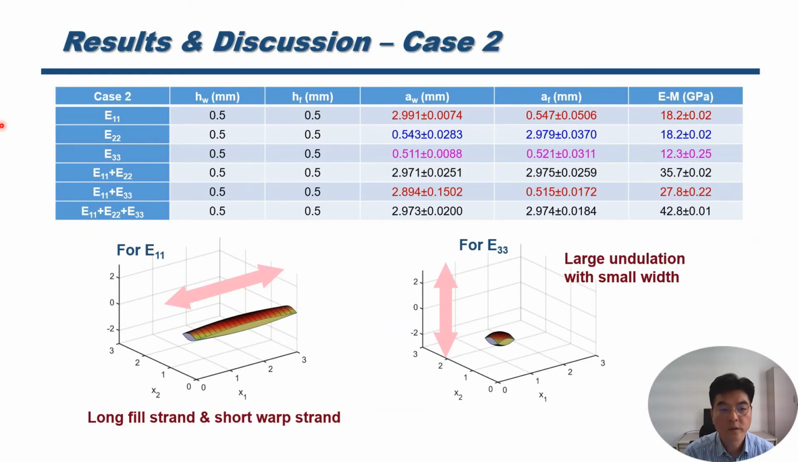For case 2, the thickness of web strand and thickness of fill strand are fixed. So in this case, to increase E11, you need to have a long fill strand and a short web strand. For E33, you need to have a large undulation with a small width. So if you reduce the width, then you will have a large undulation.